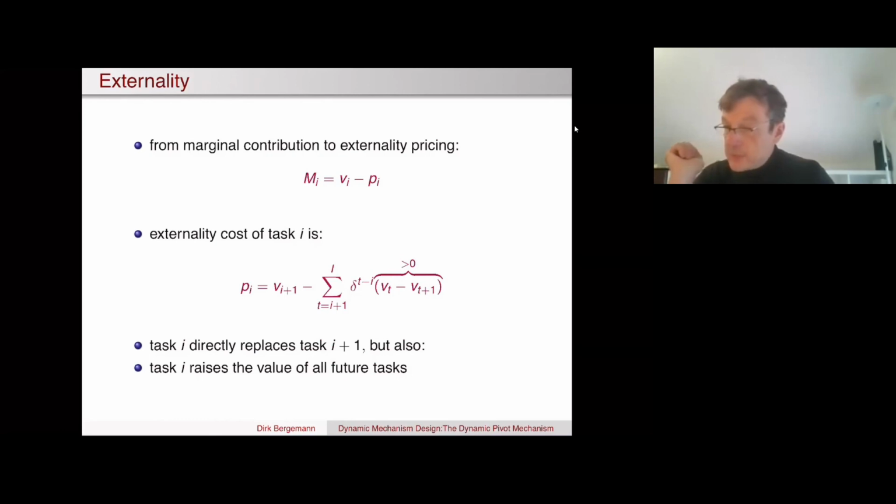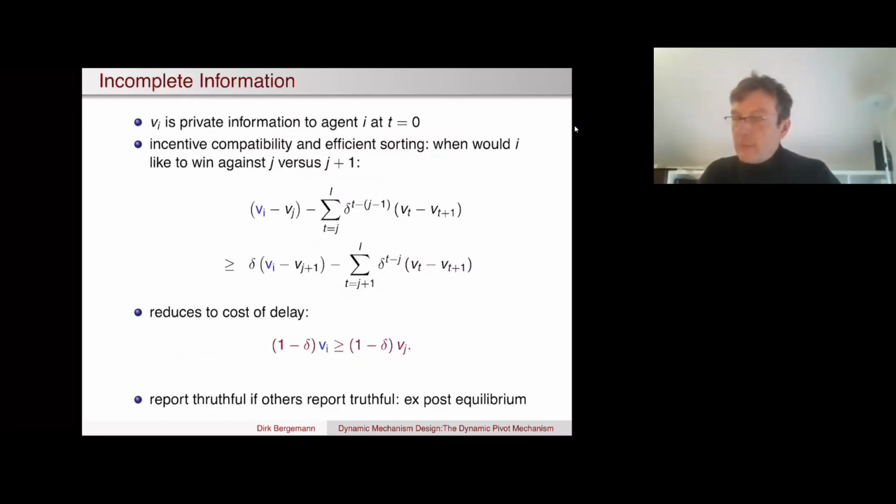Good. So task i directly replaces task i plus 1, but it raises the future value of all the tasks, and hence we want it to be less than the original price. Excellent. So now we basically know how it should work out in a setting with complete information. Of course, that's a setting where we don't think about incentive compatibility, but it gives us information about how we should charge the price.